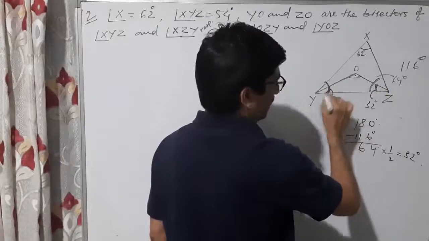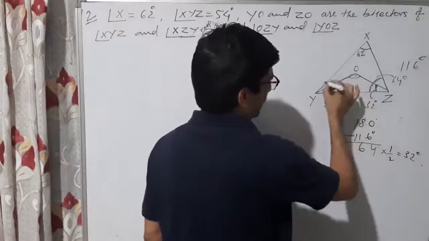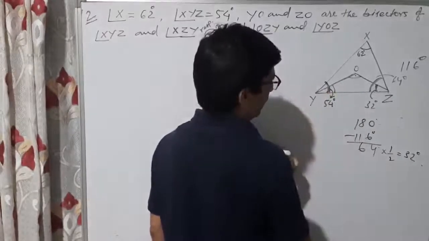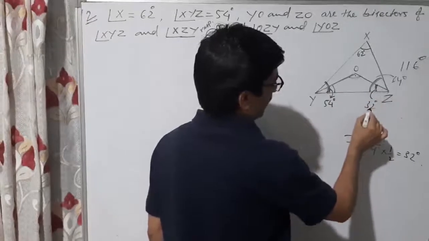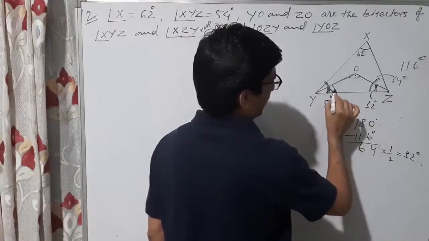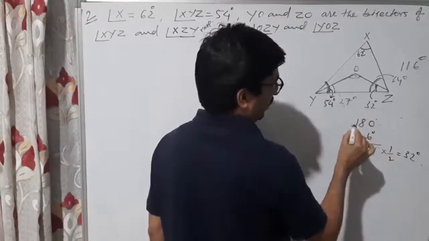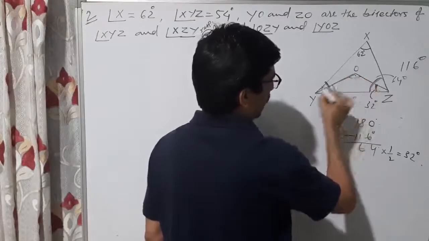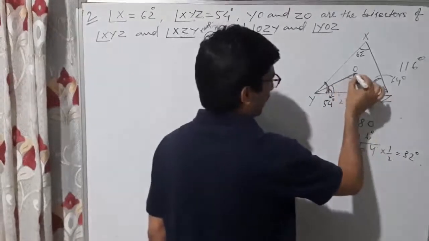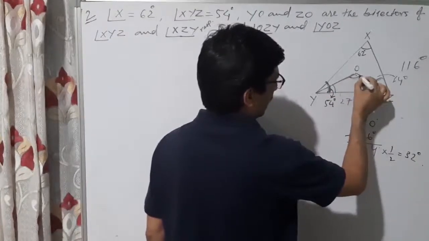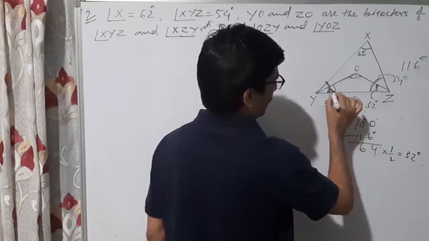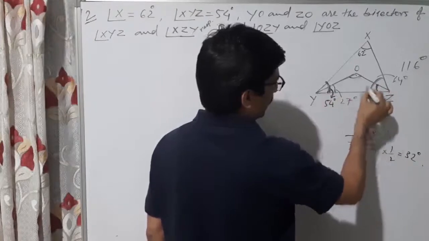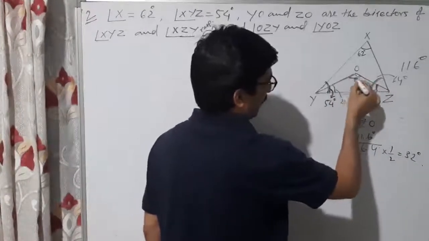Now again, this whole angle is 54 degrees, given. YO bisects angle Y, that means this angle is half of 54, that means 27. Now we have this one is 32 degrees and this one is 27 degrees. Now use the angle sum property in triangle OYZ to get this angle. Out of the three angles, two we have, this one is 27 and this small angle is 32. Then from the angle sum property you can find the third.